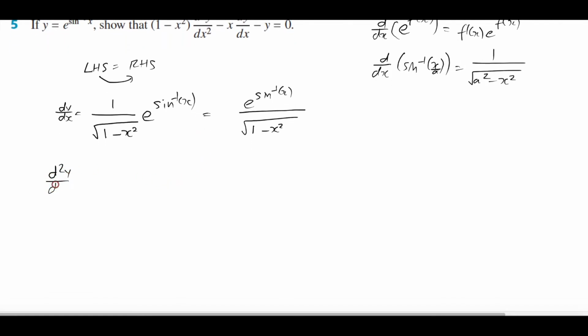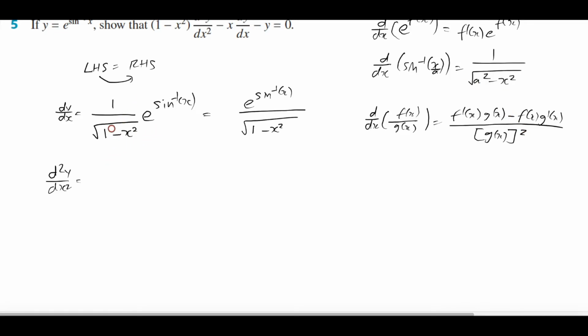So d squared y over dx squared. How would we solve for that? Well, we have a function over another function. This is a case of the quotient rule, so we have to apply that here. For the quotient rule, if you're deriving d/dx of f(x) over g(x), then we have f'(x) times g(x) by itself, minus f(x) times g'(x), the derivative of g, and then everything is over g(x) fully squared. So let's apply this here.